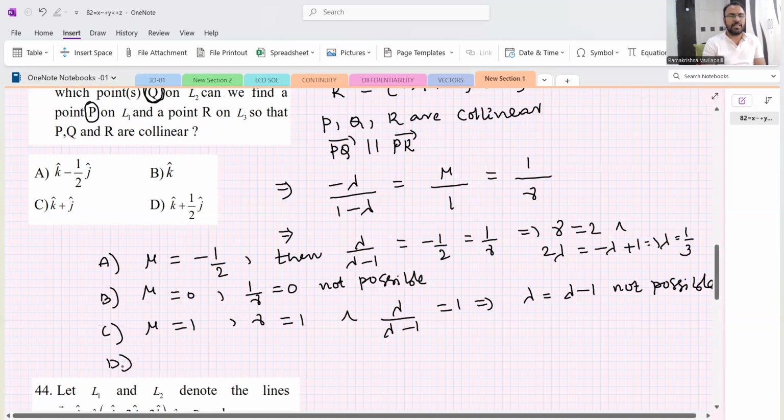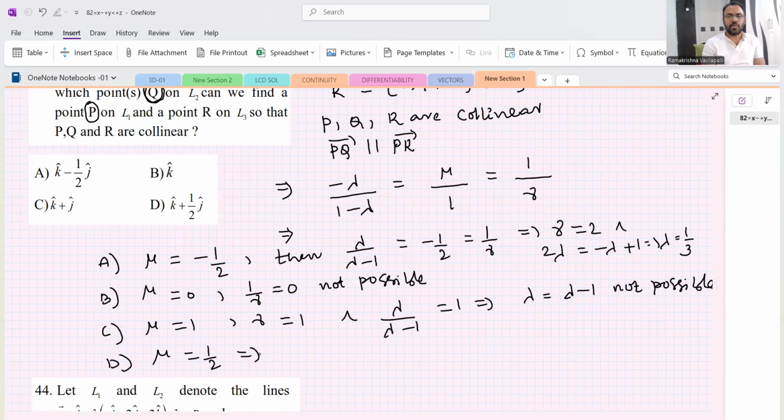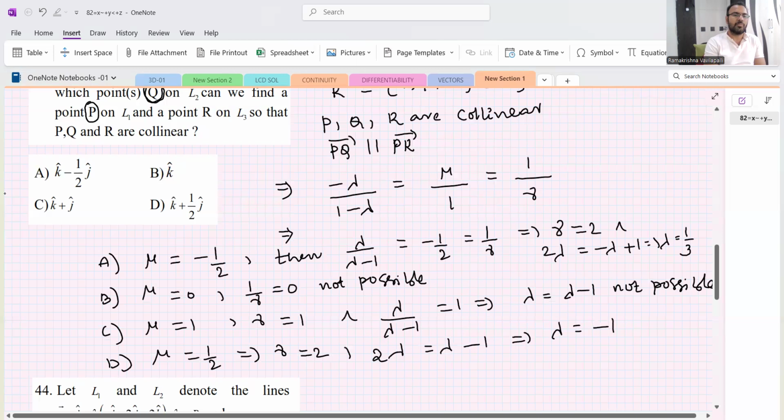Finally, option D, that mu is equal to half. I think this is possible: gamma is equal to 1 by 2 and you can write 2 lambda is equal to lambda minus 1, which implies lambda is equal to minus 1, possible. So options A and D are possible.